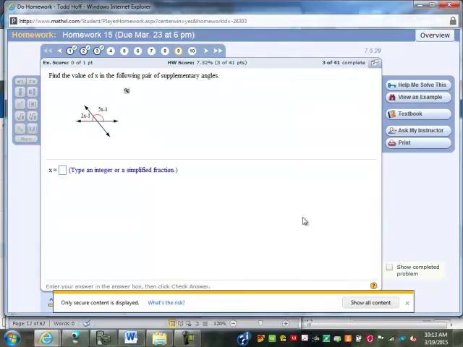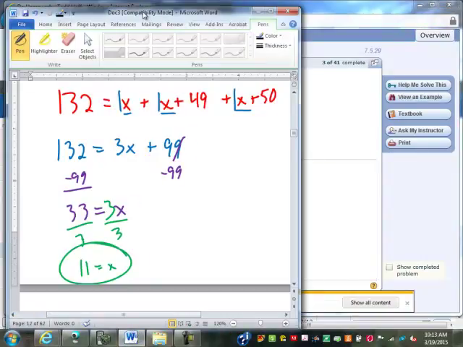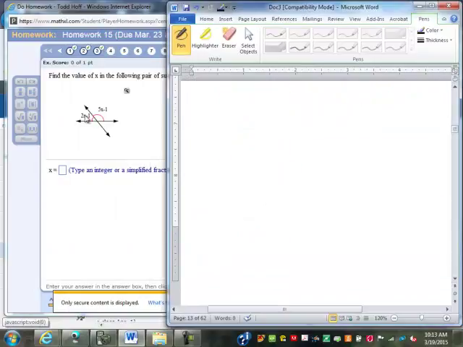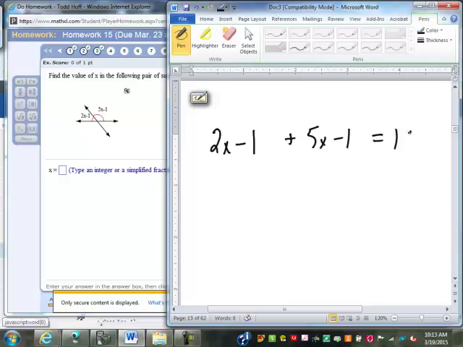Here's what I want to go over. Number 9. This is also an example of that first type of problem where we have two things that add up to a total. We have those two angles, and their relationship is they add up to 180. So 2x minus 1 has to add up with the 5x minus 1 to get 180.